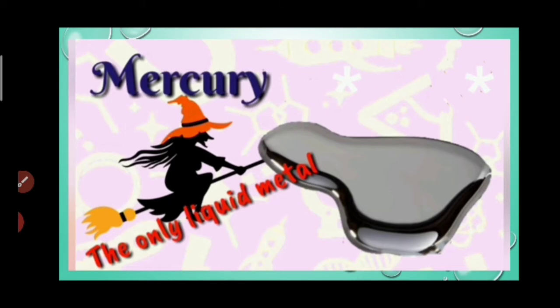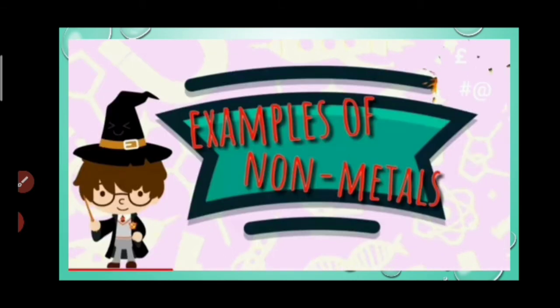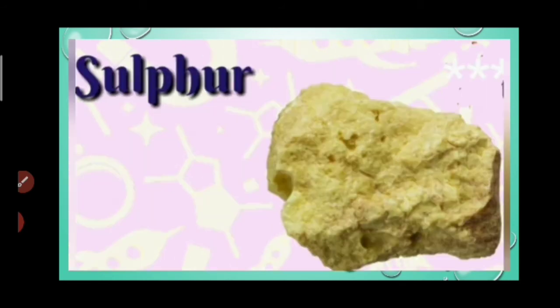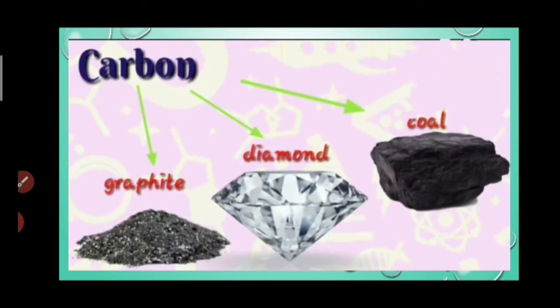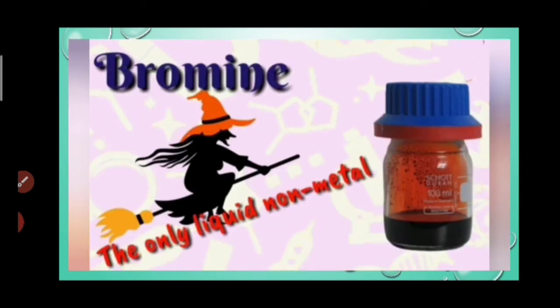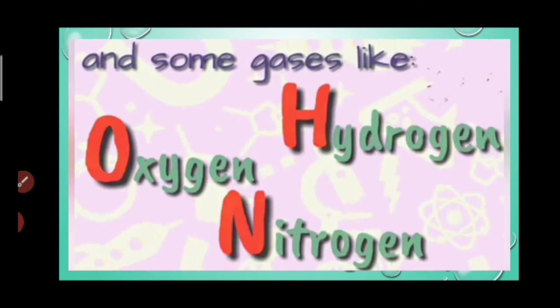Now let's see some examples of non-metals. Sulfur, carbon in the form of graphite, diamond, and coal, bromine, the only liquid non-metal present, and some gases like hydrogen, oxygen and nitrogen are non-metals.